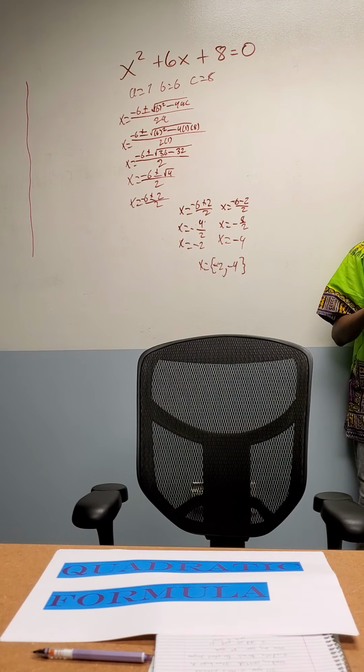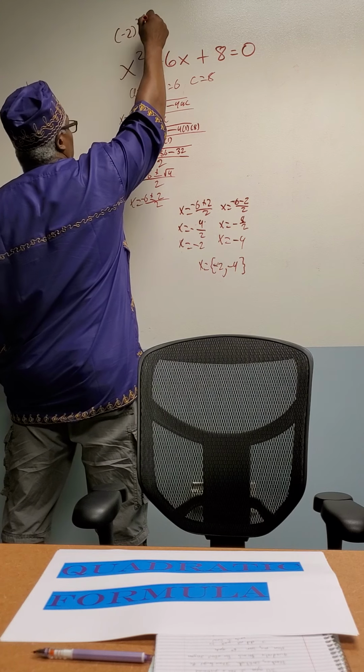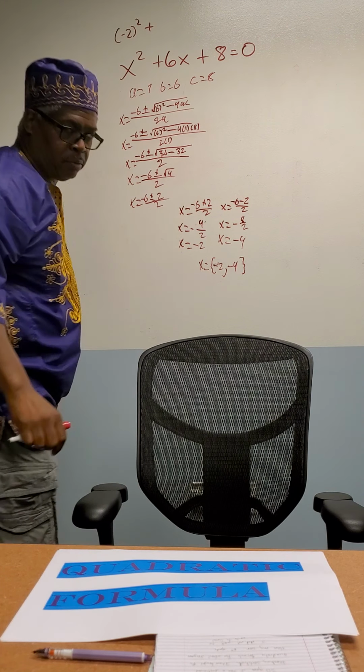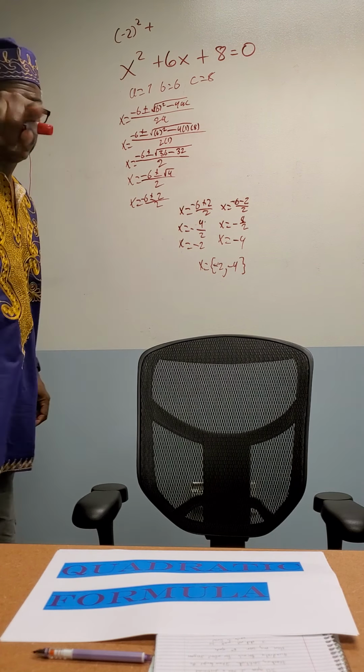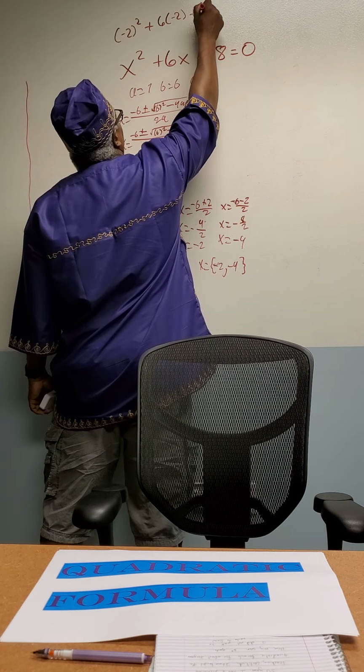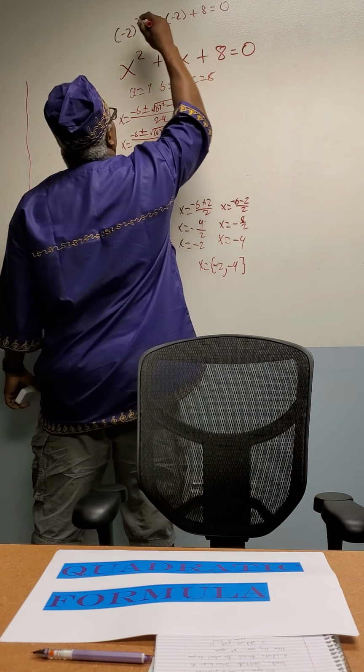So let's put in -2 squared plus 6 times -2 plus 8. You might not be able to see that. I don't think the camera goes that high. It does? Okay, good. So this is 4 minus 12 plus 8 equals 0, and that's right. So -2 is correct.